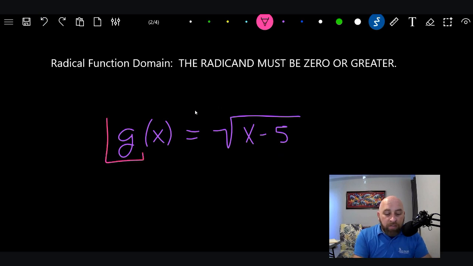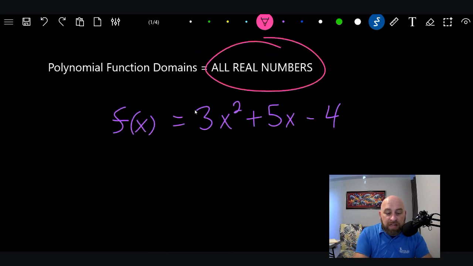And notice I don't write f of x. I wrote g of x. What's the difference? Well, it's just a different function. So if I had these two functions together, I couldn't use f again. Why not? Because it's already used.